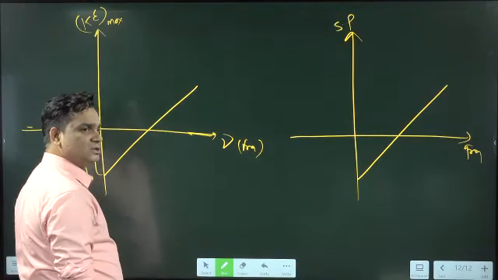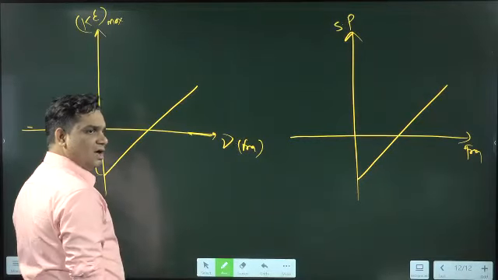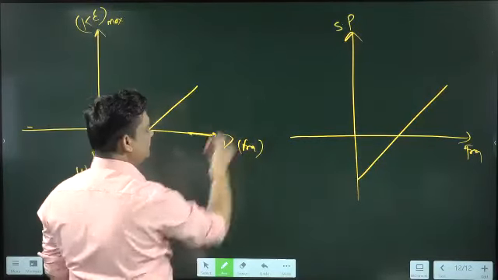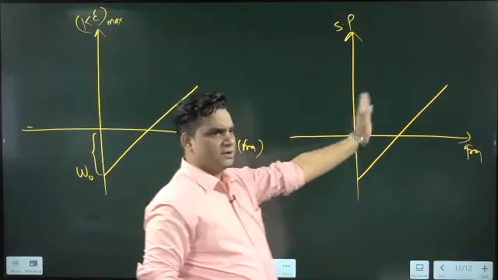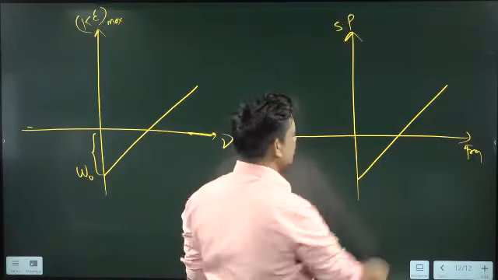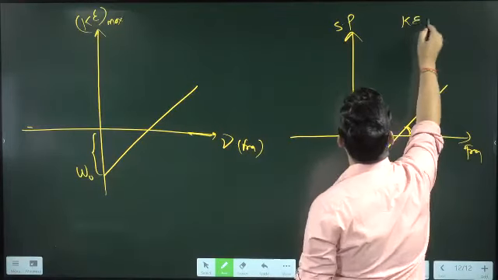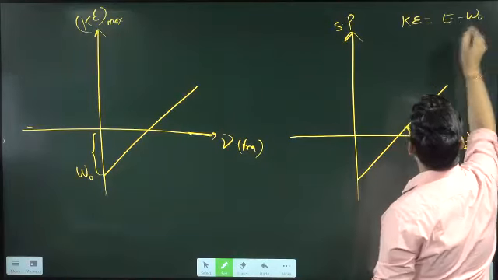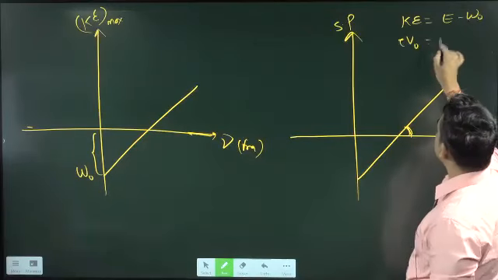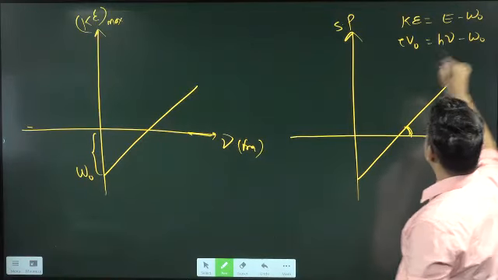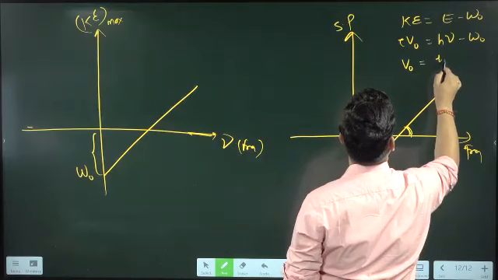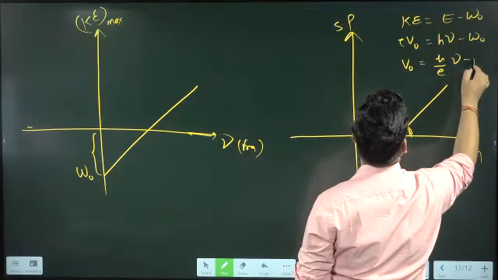Generally, you need to remember the slope. They will be asking about the slope. How these graphs are plotted, because anyone I can tell, either this one or this one. One you have to do by yourself. So if I say slope here in this one, the formula is K equal to E minus W naught. K is eV naught, this is h nu minus W naught. So your V naught will be equal to h by e nu minus W naught.